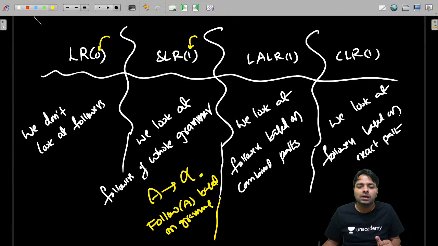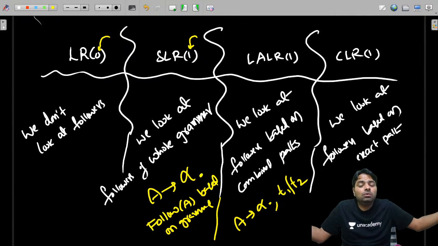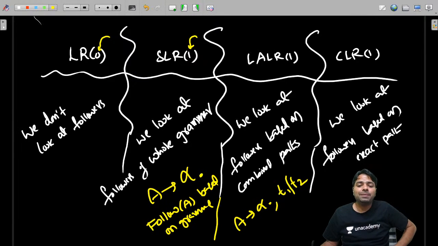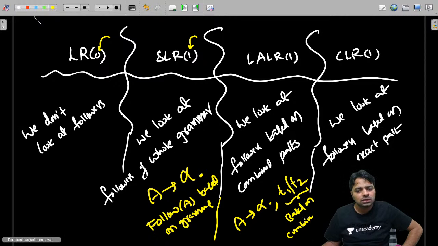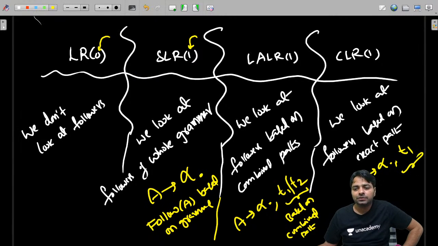And in LALR(1), if suppose A→alpha dot is there, then we may have T1 or T2. But T1 or T2, maybe you have combined two states. So this follow is based on combined paths. It's a path, no doubt, but sometimes may be combined. And if you have A→alpha dot comma T1, this is an exact path. This follow is based on the exact path.